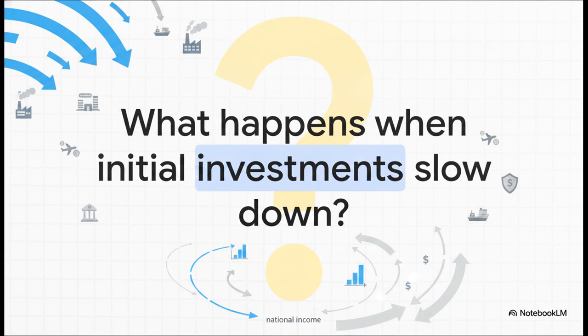Does the multiplier effect work in reverse? Could a single cutback multiply into a massive economic contraction? It really makes you think about the delicate balance and honestly the fragility of this circular flow of income. It's a wildly powerful tool, but as you can probably guess, it cuts both ways.